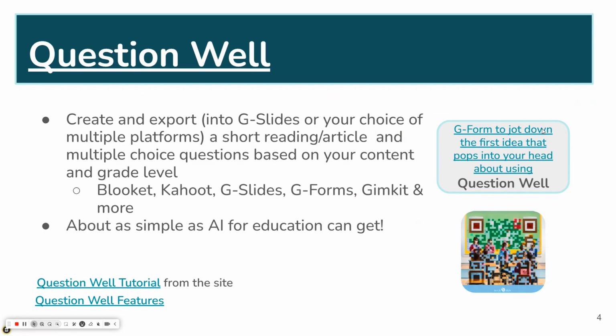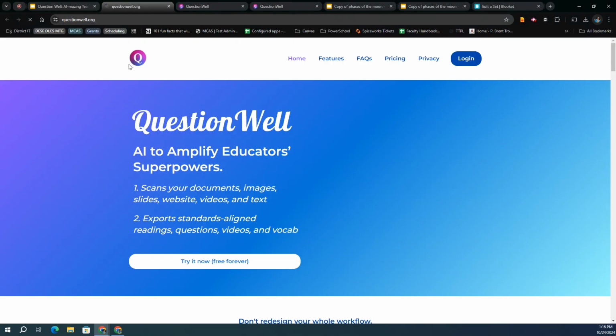Question Well is one of, if not the simplest AI platform that I'm going to show you in this set of modules. And it basically allows you to produce 10 questions. If you use the paid version, you can produce more than 10 questions, but with the free version, it's 10. You can export it into a Google Slide. It can produce short readings that you can export into Google Slides, or you can export the questions into one of the gaming sites that you see here, Blooket, Kahoot, etc. So let me show you what it looks like, talk you through it, and then you'll get a chance to give it a try. So if you're following on the slide deck, click up here in Question Well.